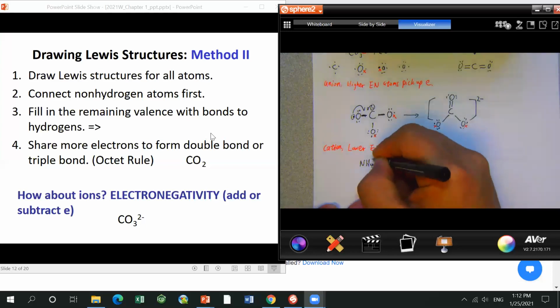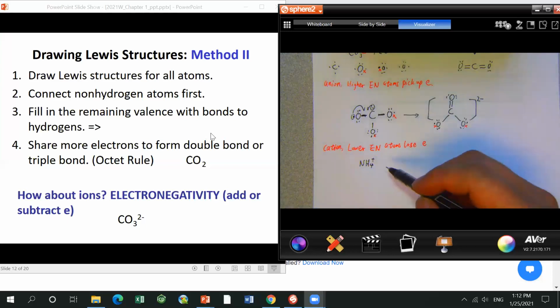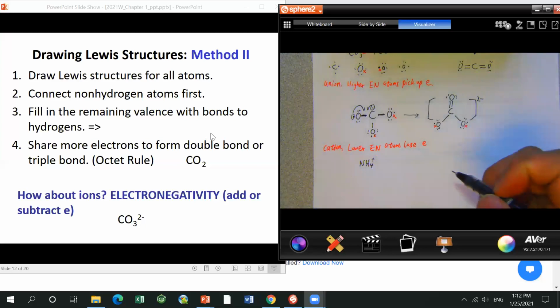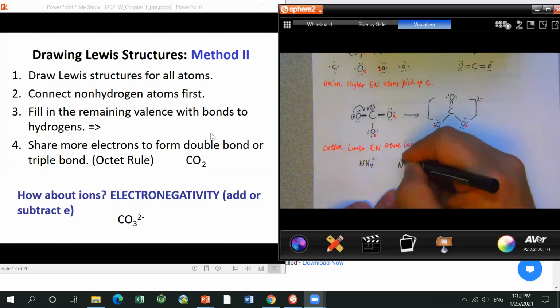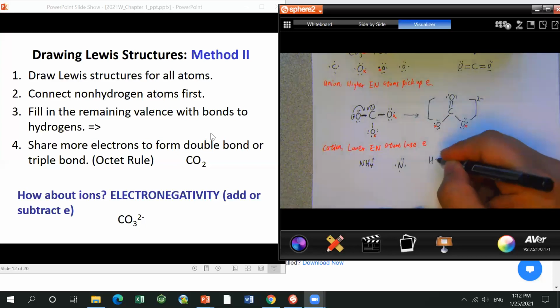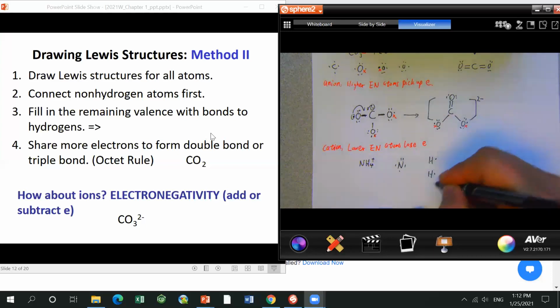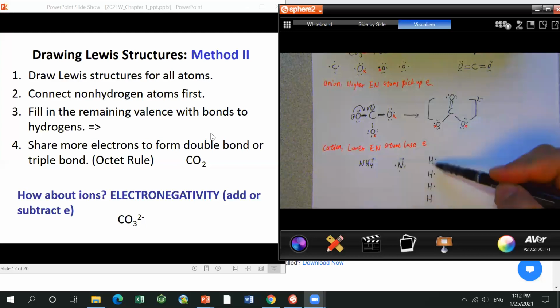Ammonium, NH4 plus. Again, the first step is to draw the Lewis structure for all the atoms. Nitrogen has 5 valence electrons, and then 4 hydrogens. Because there's a positive charge, one of the atoms will lose electrons, and that gives you a positive charge.